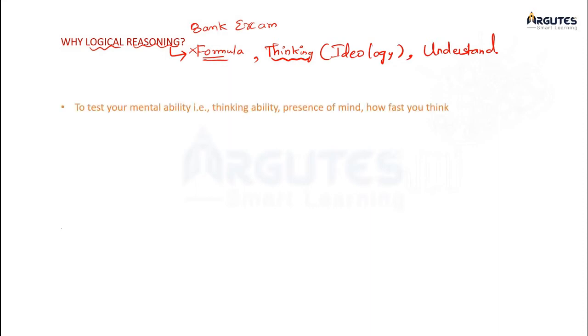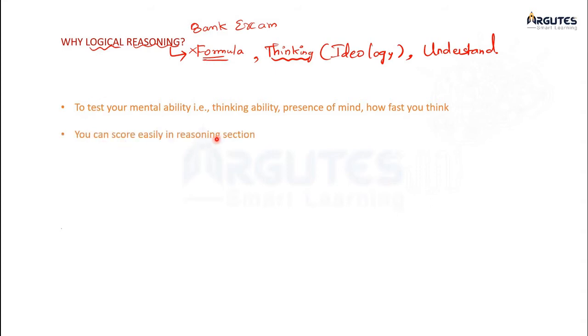See here, to test your mental ability. Mental ability is nothing but your thinking ability, your presence of mind, how fast you think, how fast you can solve. So how quick you are, how quick you respond. That is how your logical skills, your reasoning skills are. So logical reasoning is to test your thinking ability. That is what is mentioned over here. Am I right?